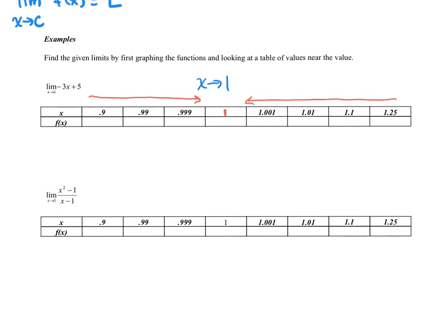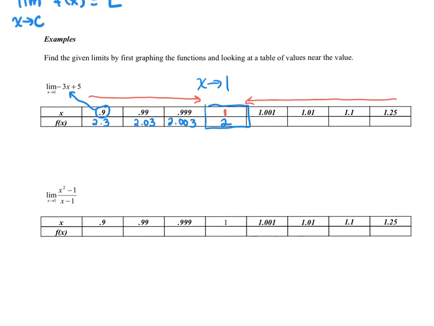So then if I plug those numbers in, if I plug 0.9 into the function, I'm going to get 2.3. If I plug 0.99, I'm going to get 2.03. And if I plug 0.999, I'm going to get 2.003. Now I could plug in 1, but I really don't care about what happens at that value. This really doesn't concern me. Really, it's what happens as you approach from both sides. Now this value is 2, but I really don't care what it is, because it's what's happening as I approach it.